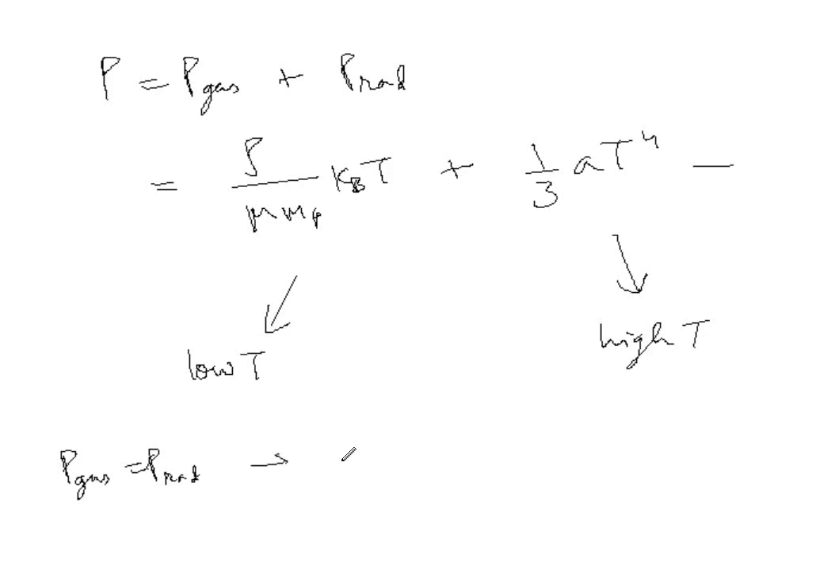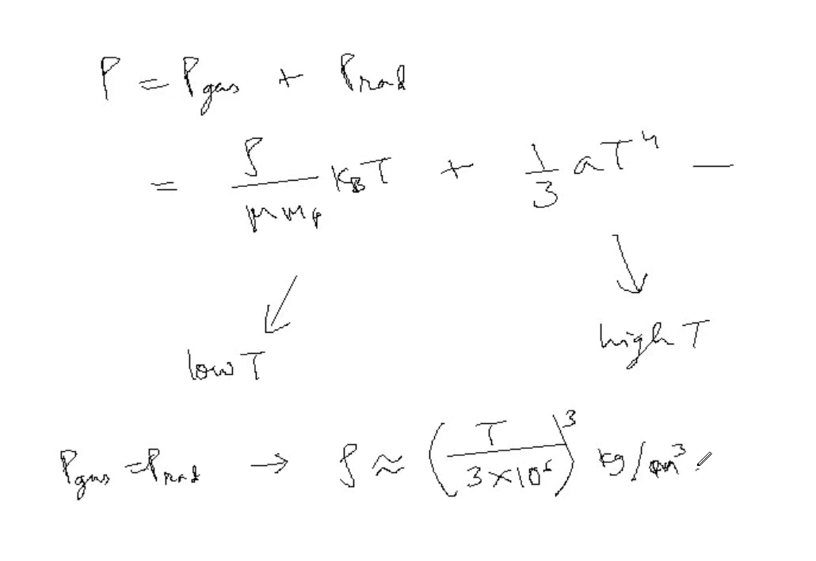This becomes equal when you can equate both of them, and from there we will get this relation. You see, rho is equal to T by 3 into 10 to the power 6 kg per meter cube. Now one can easily show that at the center of the sun, it is basically the gas pressure which dominates over the radiation pressure. You can check this yourself as well.